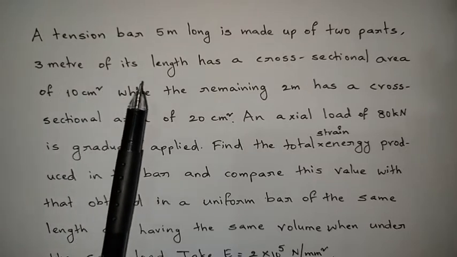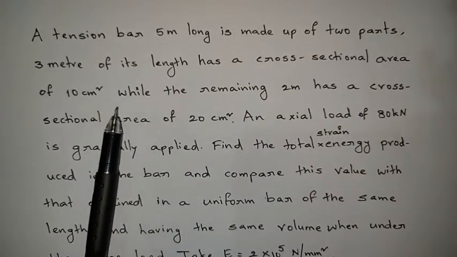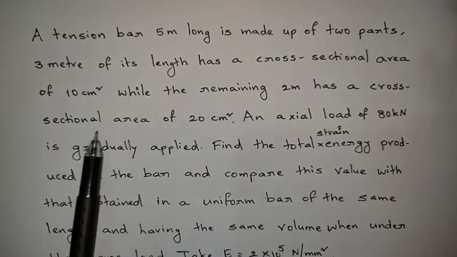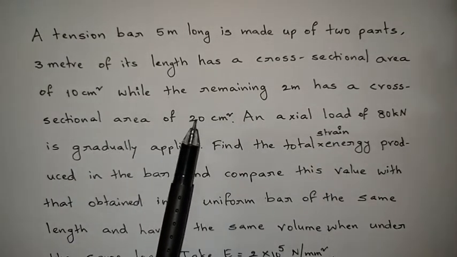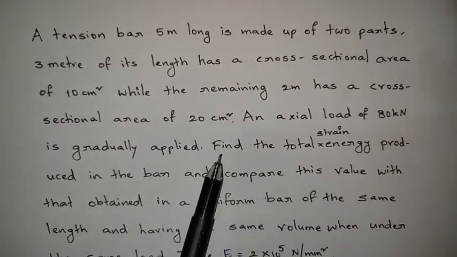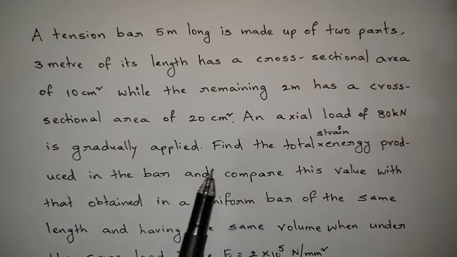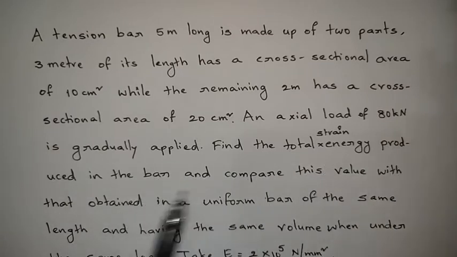A tension bar 5 meters long is made up of two parts. 3 meters of its length has a cross-sectional area of 10 centimeters square, while the remaining 2 meters has a cross-sectional area of 20 centimeters square. An axial load of 80 kilonewtons is gradually applied. Find the total strain energy produced in the bar and compare this value with that obtained in a uniform bar of the same length and having the same volume when under the same load.